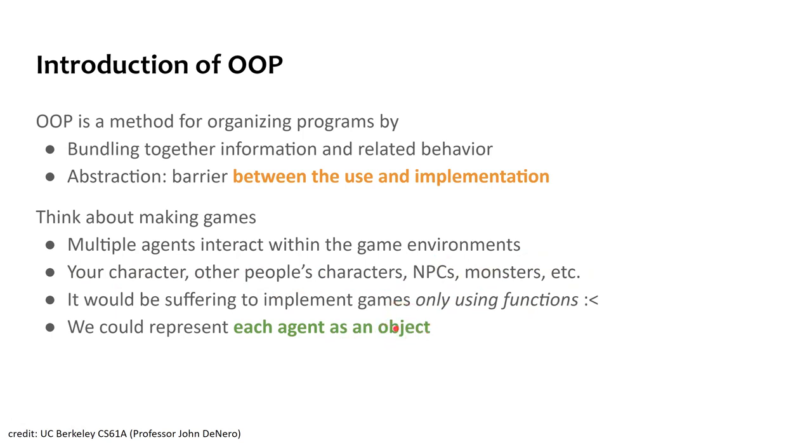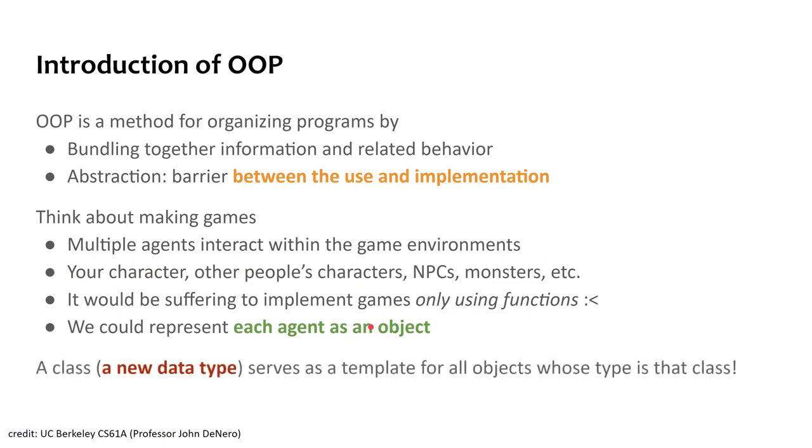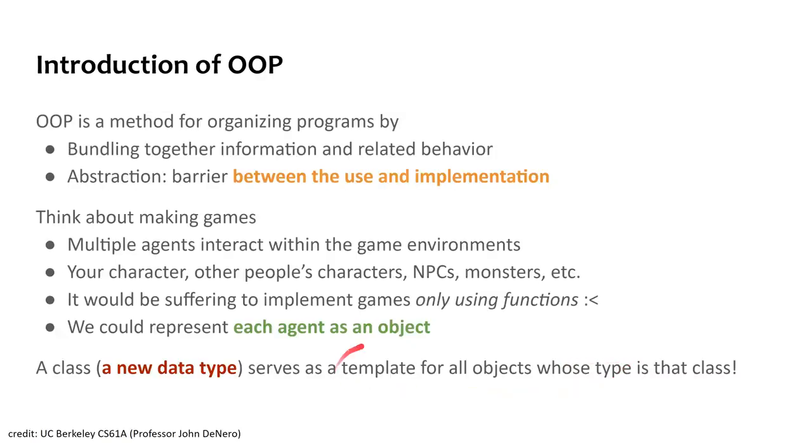So an object is a somewhat abstract concept. We implement this object as a class. And you can just think of a class as a new data type. And this new data type serves as a template for all objects whose type is that class. All right. And I'll explain this in more detail in the live coding session. And why do we care about OOP?